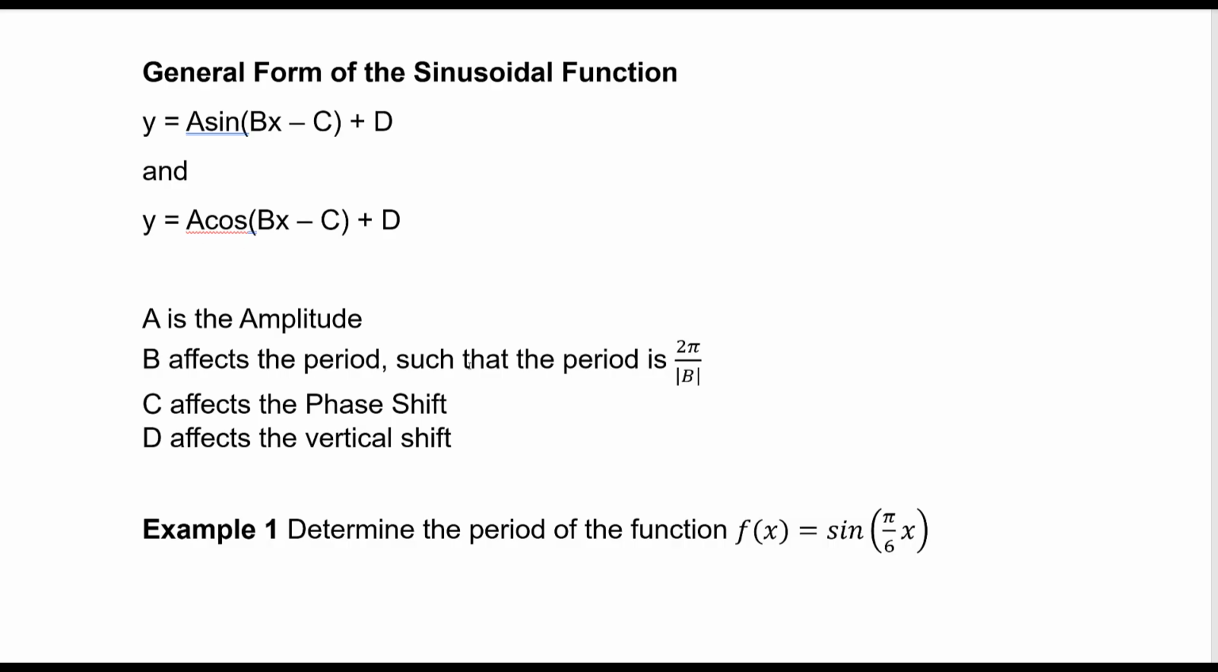B will affect the period such that the period is 2 pi divided by the absolute value of b. So if b is 1, as we've seen so far, it's just 2 pi. But if b was 2, the period will be pi. It means it's going to be doing, in a much shorter distance, a full cycle. It changes that frequency. C affects the phase shift. D affects the vertical shift, so it'll shift it up and down. The phase shift is what's going to shift it to the right or the left in that graph.